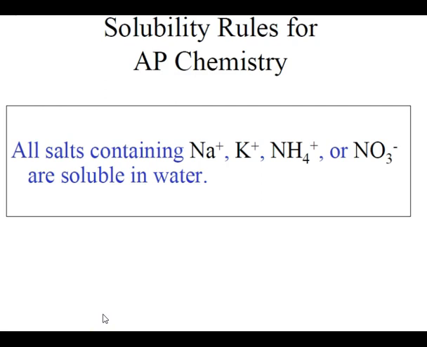Alright, so how do you know if something is going to dissolve in water or not? How do you know if it's going to be more attracted to the water or more attracted to each other? These are the rules that you need to know.